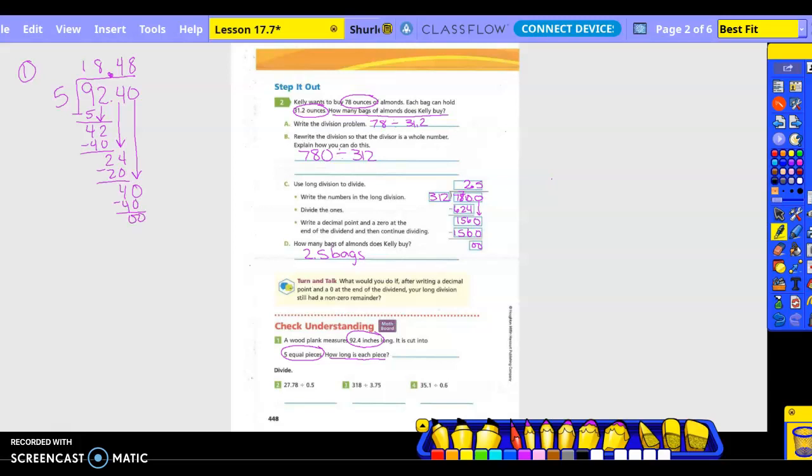Anything left over? No. Now, did you guys see how I kept everything in line? Okay, that helps me, and then it also had me on my decimal in the right spot. So my answer is 18 4/8 inches. Okay, number 2.